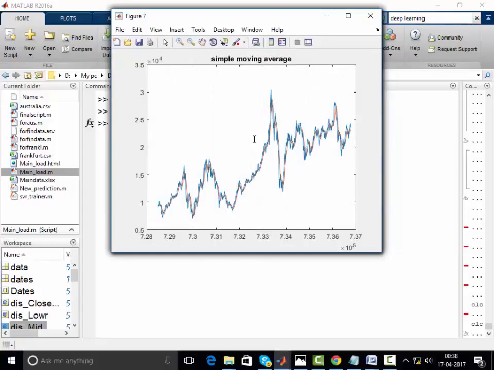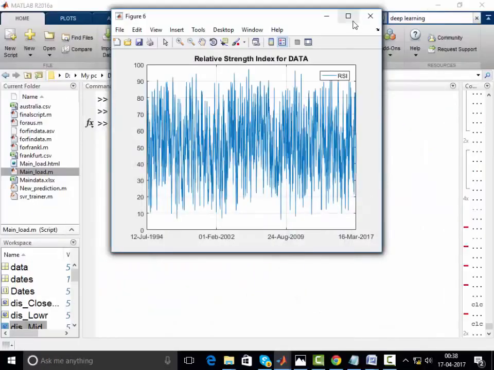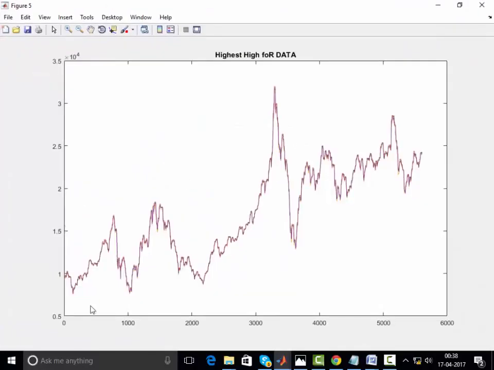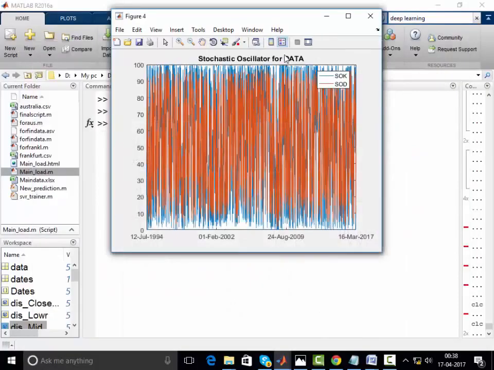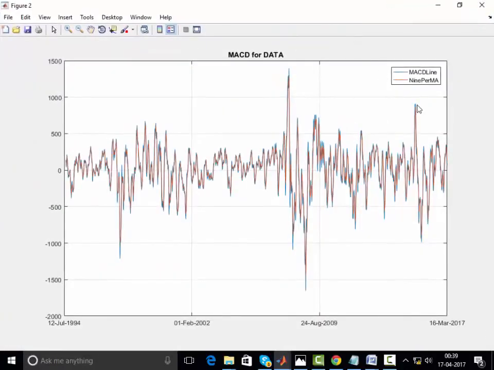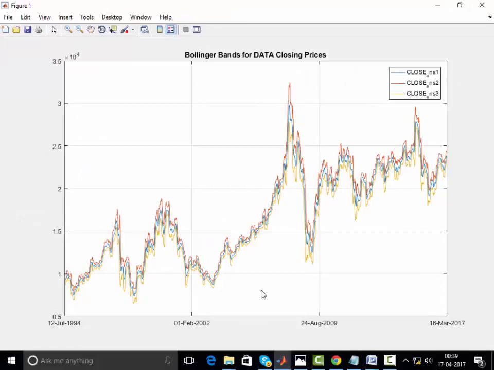This data is collected by me, so it is not distributable. You can buy this data. It's 13 years of data, from the year 1994 to 2017. You can see the highest high, the stochastic oscillator, and moving average data, also the Bollinger Band of this data with the closing price. I'm going to tell you how you would be able to read this graph.